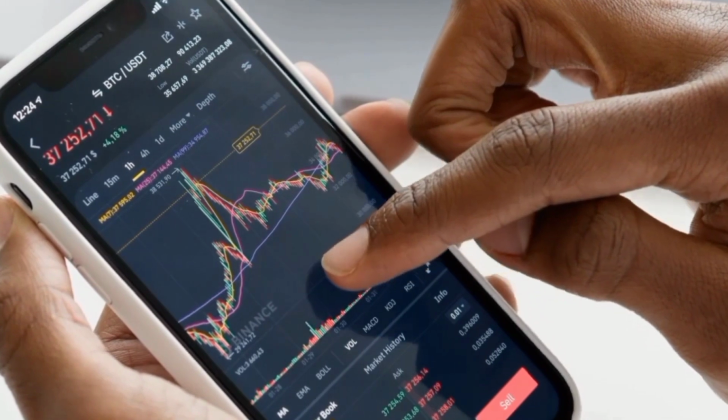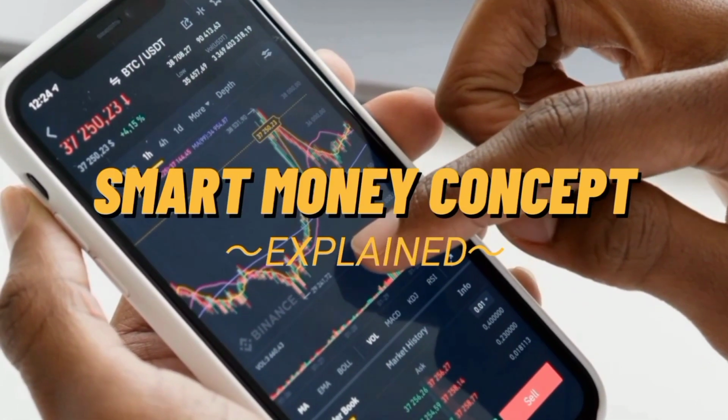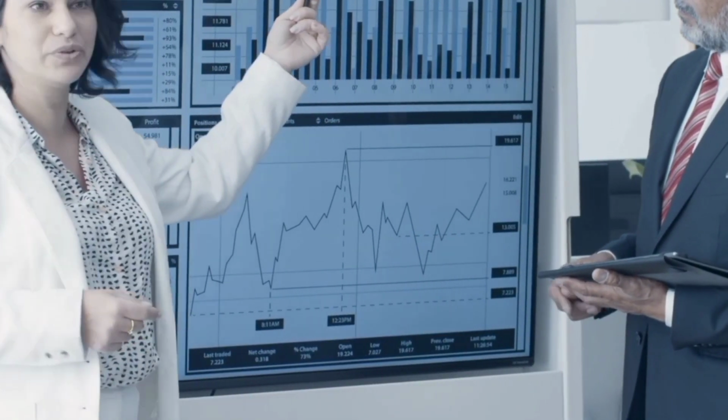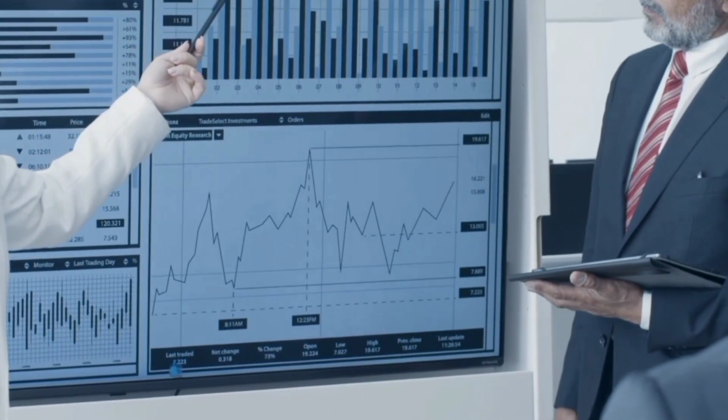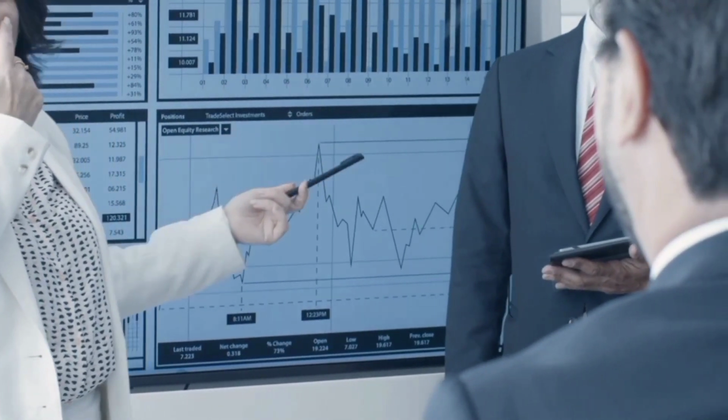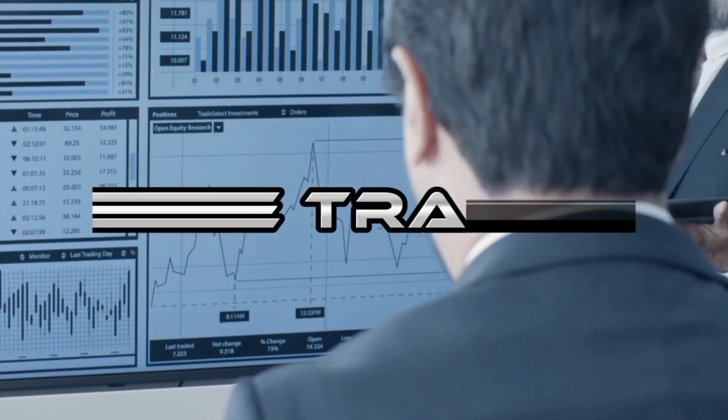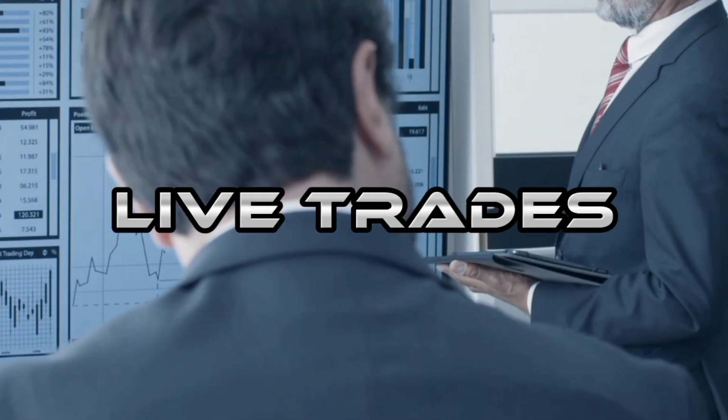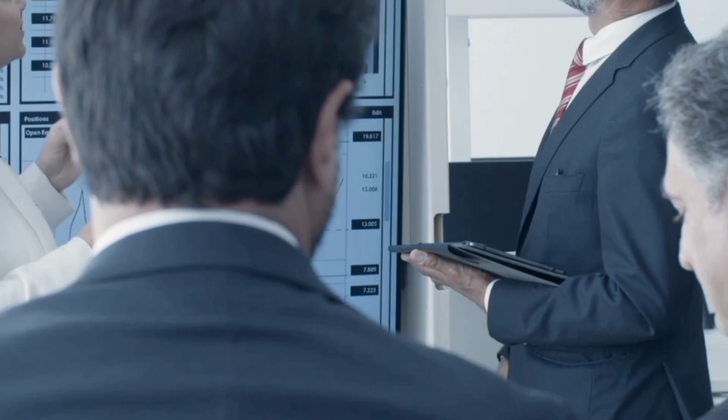In today's video we're going to be looking at the smart money concept, the key things that underlie it and how they actually work. I did take live trades to illustrate to you how the strategy actually works. So this is going to be interesting.